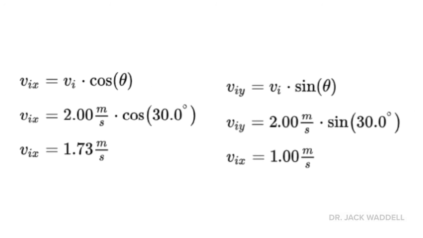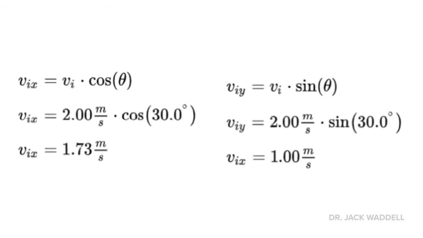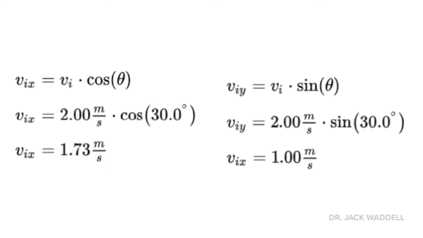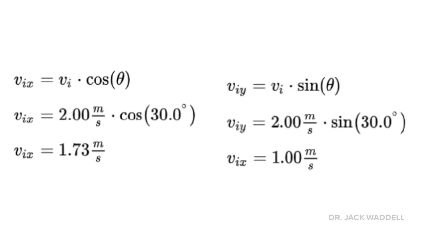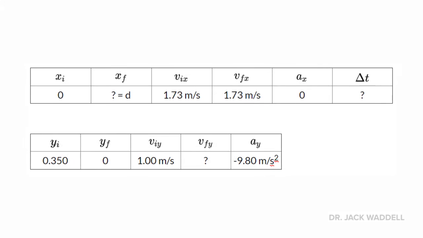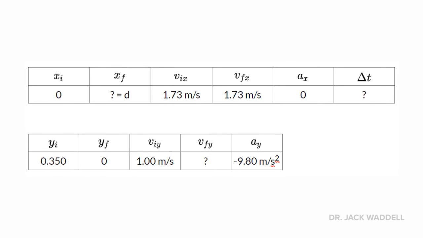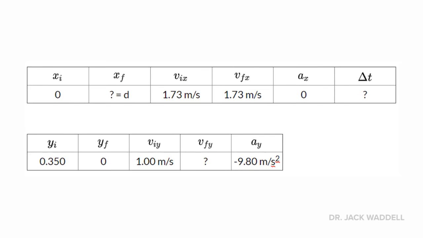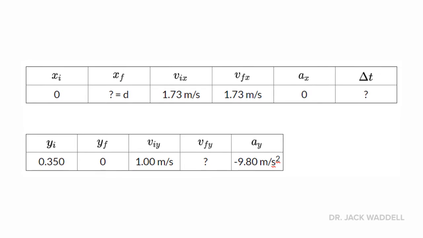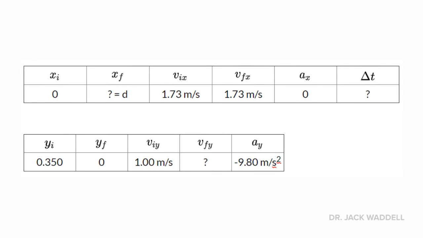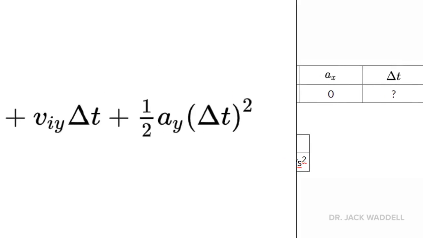Now we can plug in our known values for VI and theta in order to get VIX and VIY. Bottom right is supposed to say VIY equals 1 meter per second. And now we can put all of this in the table. You can see that XF is unknown, and that's what we're trying to solve for. If we only knew delta t, XF would be easy to solve. So we have to find delta t.